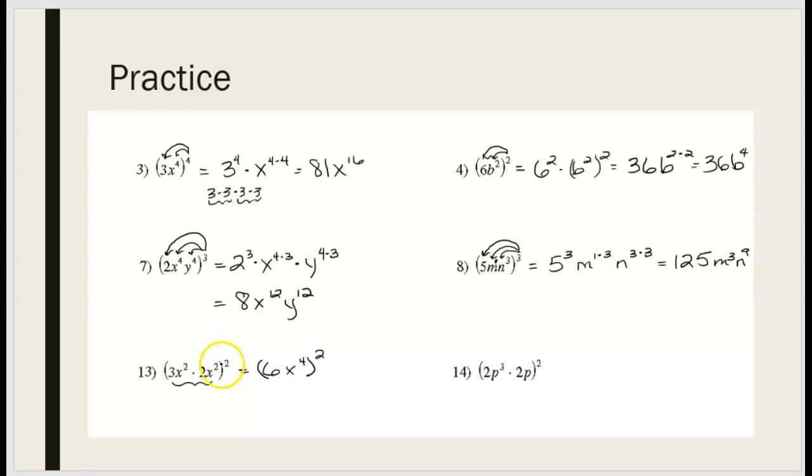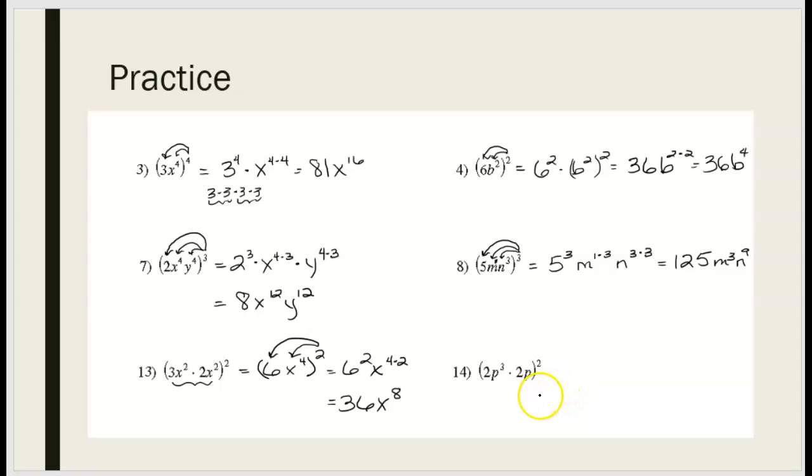Now all of this is raised to the second power, so now I'm ready to address that extra exponent that's hanging around outside the parentheses. So that exponent is going to apply to the 6 as well as my x to the 4th. Okay, so this becomes 6 squared times x to the 4 times 2, because that's being squared. 6 squared, of course, is 36. Remember, not 12. It doesn't mean 6 times 2. It means 6 times 6. We use 6 as a factor 2 times. And x to the 4 times 2 is x to the 8th power.